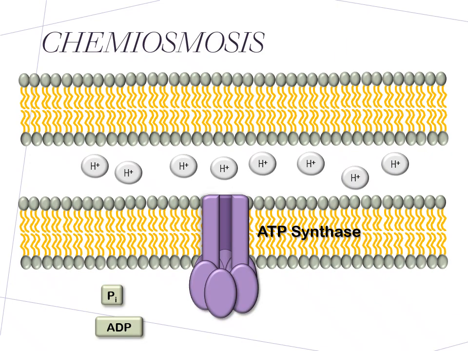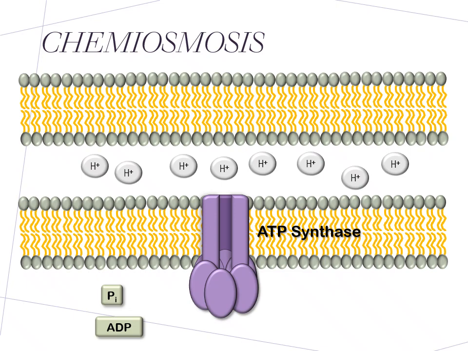You might have noticed that we still haven't actually produced any ATP in this process. The potential energy from the electrons was used to set up a hydrogen ion gradient by active transport, and that is what's going to provide the energy for ATP synthesis by a process called chemiosmosis.